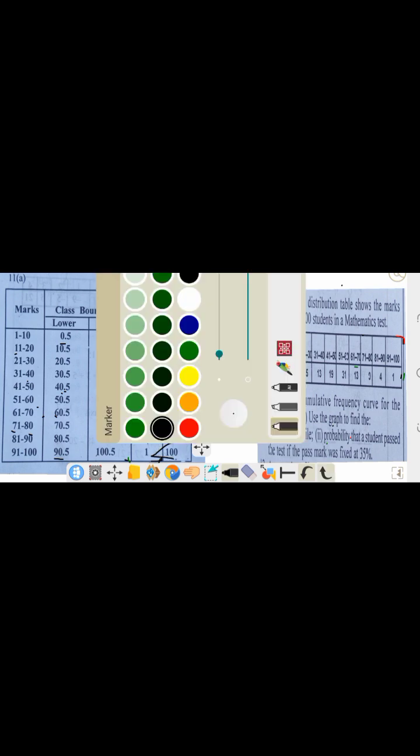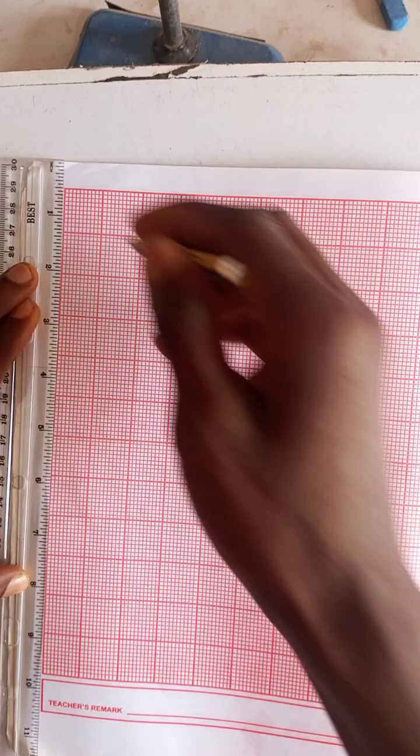73 add 13, you get 86. 86 add 9, you get 95. And 95 add 4, you get 99. 99 add 1, you get 100, which is the last cumulative frequency. Now we'll get to our graph work.